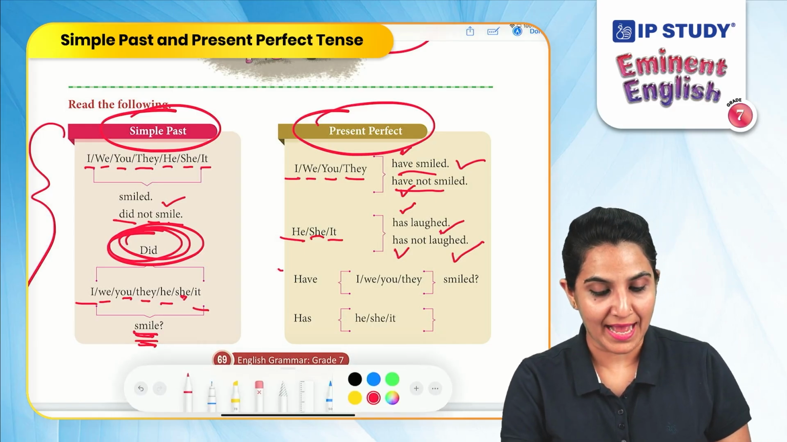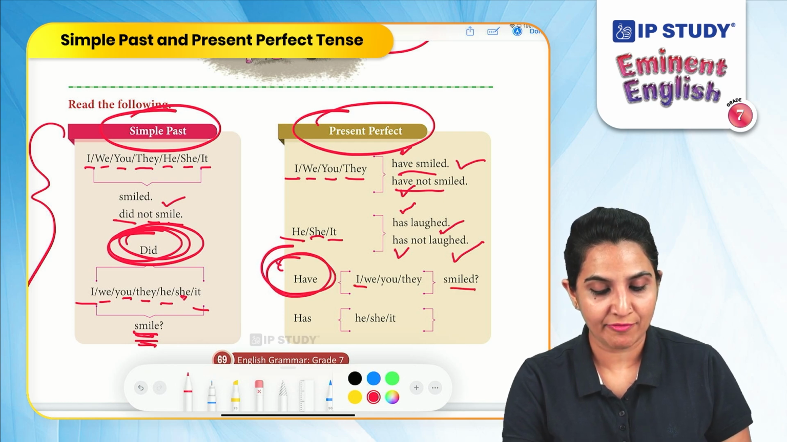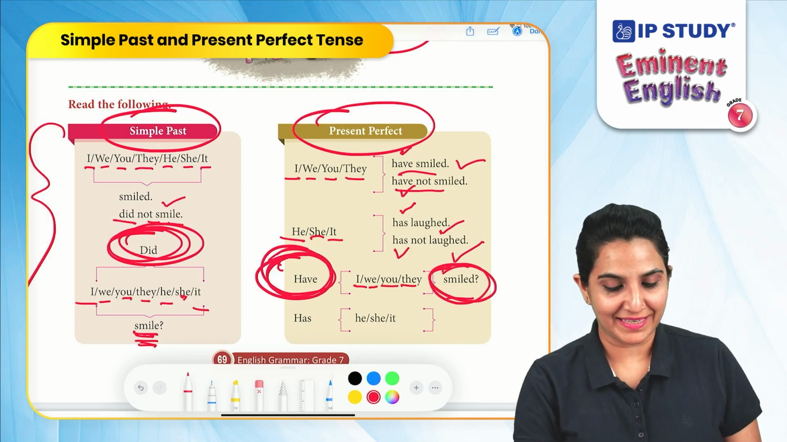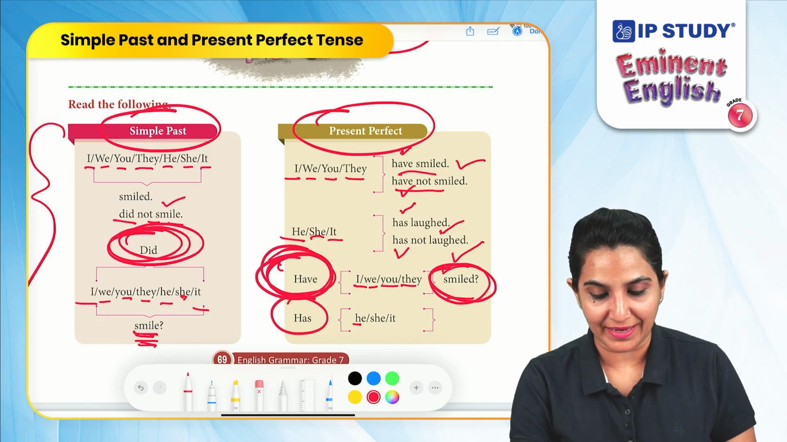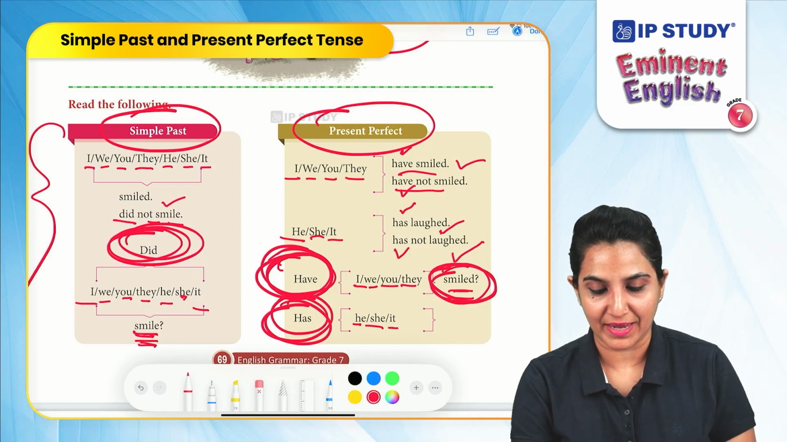Similarly, with have, have I smiled? Have we smiled? Have you smiled? Have they smiled? Similarly, has he smiled? Has she smiled? Has it smiled?